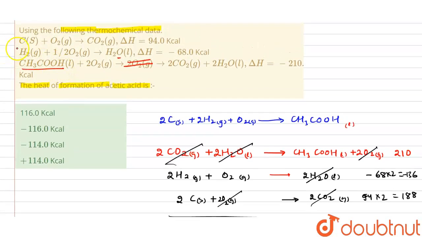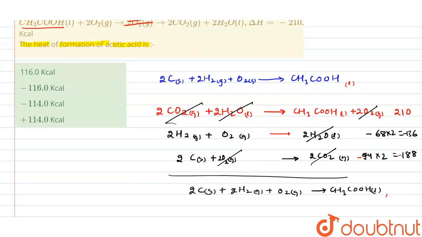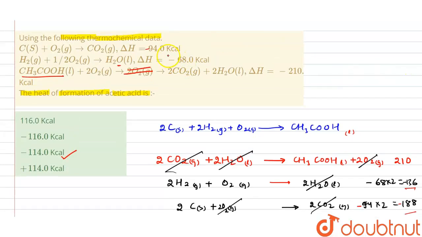When combustion of carbon takes place, the enthalpy is negative. Here one mistake is there, it will be a negative sign. Now if you subtract these two values, now these two values will be added, and that will be subtracted by 210. So now the final answer comes out to be minus 114 kilocalorie. As we can see, this matches with option number 3. So I hope you understand this concept.